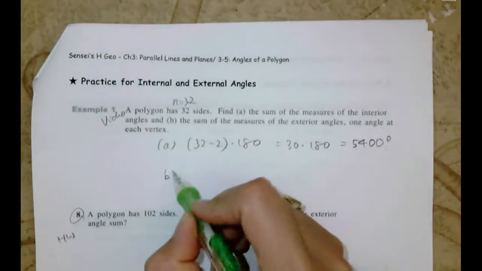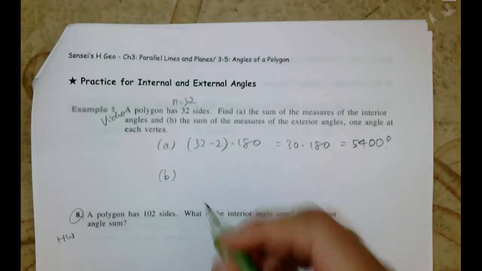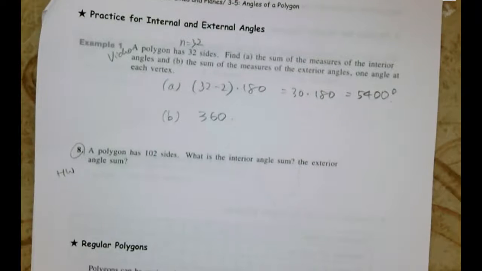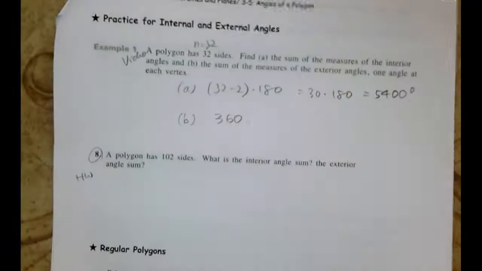And B, the sum of the exterior angles. Do we need to calculate anything? Doesn't matter what the n is, it's always 360. Okay. All right, so you do 8 and regular polygons. Oh, we are not done. Sorry. There's regular polygon practice, and then we are done. We have 2 more pages.